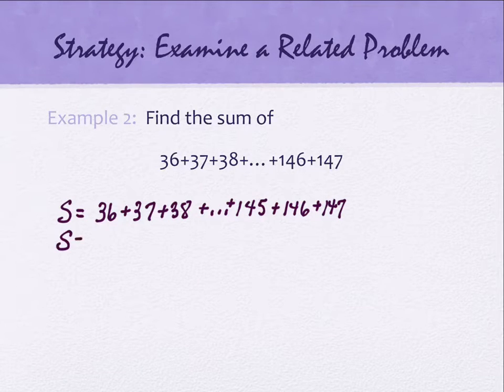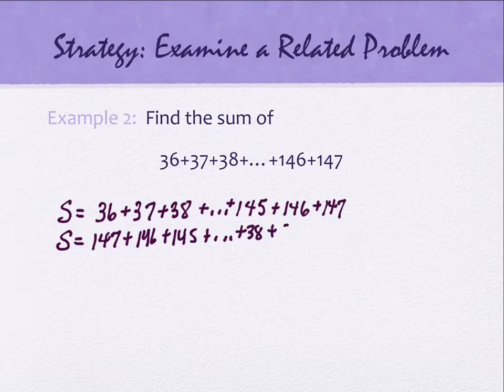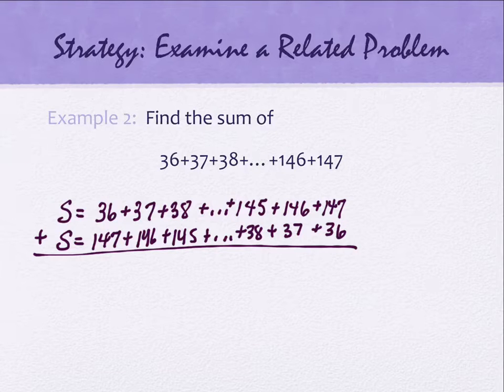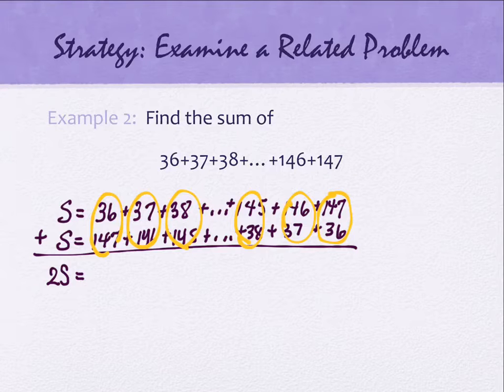Flipped them. I reversed the order, right? So write them all down again, but now we'll start with 147, 146, and 145, 38, 37, and 36. What did we do next? Yeah, we added them together. The reason we're doing that is because when we do that, all of the sums are the same. Whatever they are, they're the same. So what are they? It's 2S on the left. Let me start there. But what are they when I add the numbers together in pairs like that?